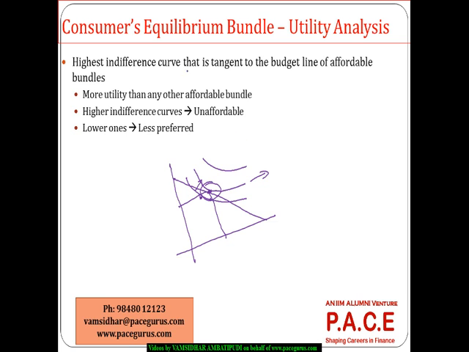So the consumer's equilibrium bundle using the utility analysis is that particular bundle, right? Any indifference curve that is above it is purely unaffordable. Any indifference curve that is below that, or within this budget line, though it is affordable, the customer may not prefer it because it may not give the levels of satisfaction desired. It is less preferred compared to the other bundles, right?